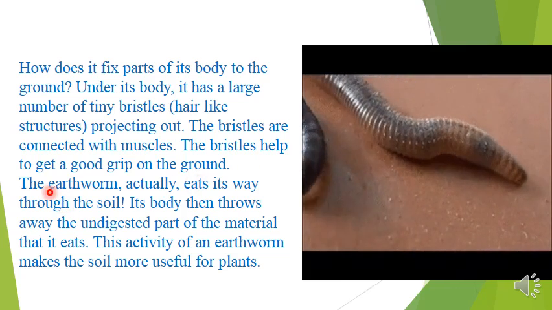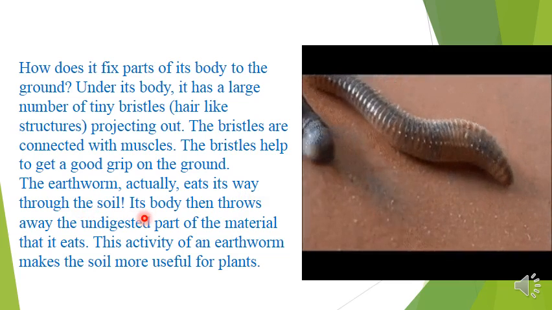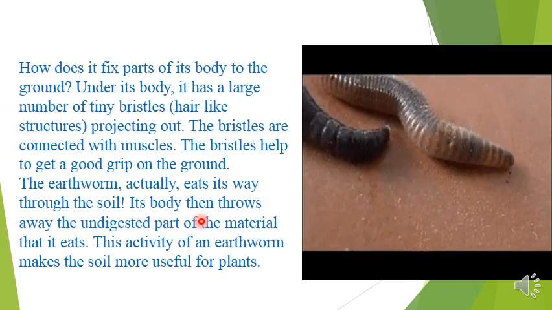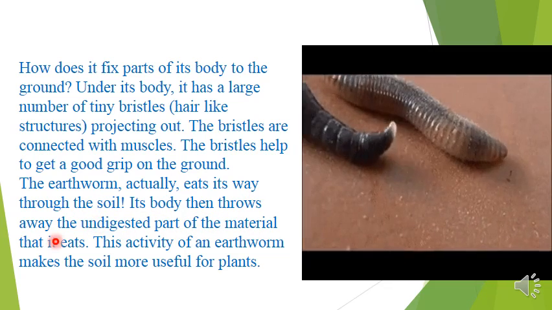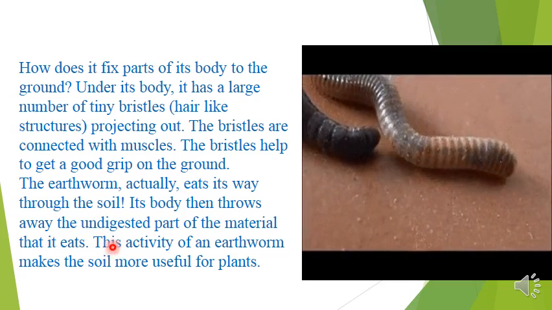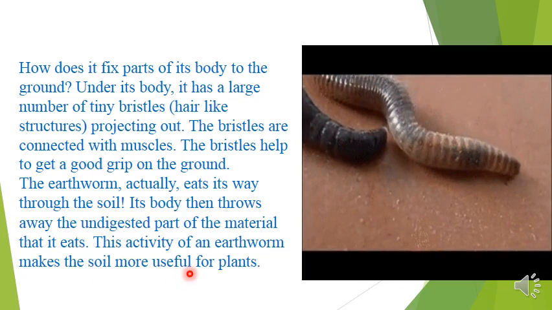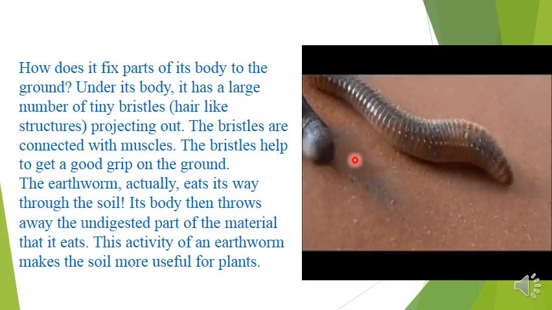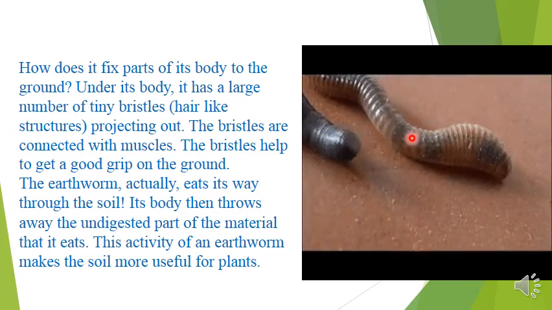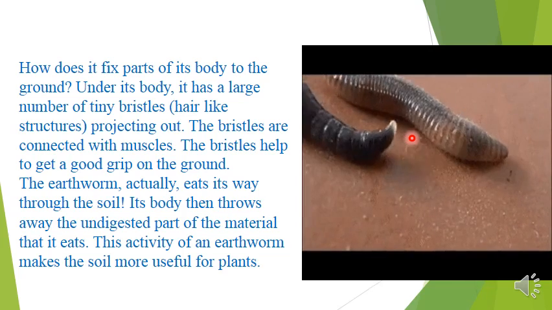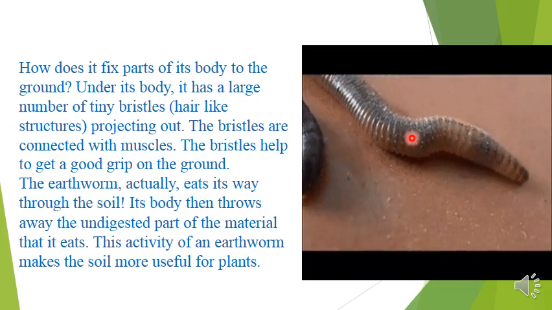The earthworm actually eats its way through the soil. Its body then throws away the undigested part of the material that it eats. This activity of an earthworm makes the soil more useful for plants. The undigested food which is thrown out by the earthworm is most useful for the plants. That's why the earthworm is called the farmer's friend.